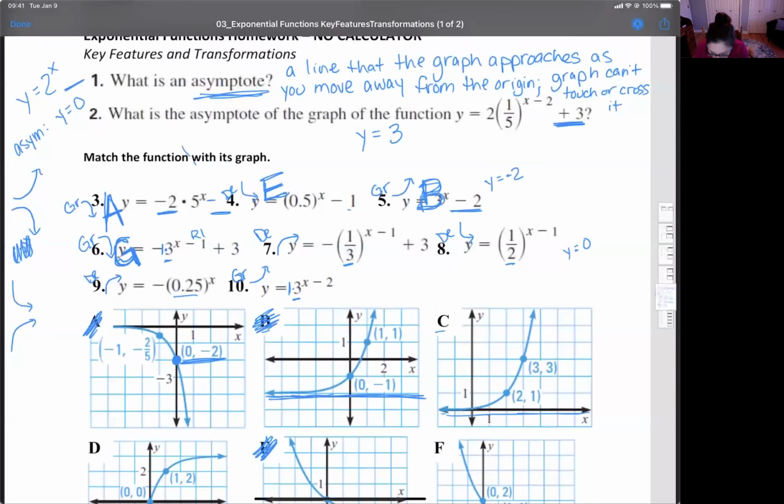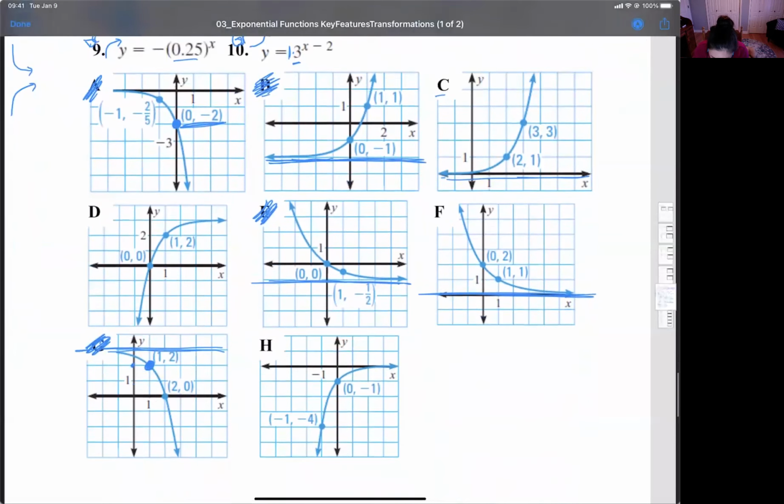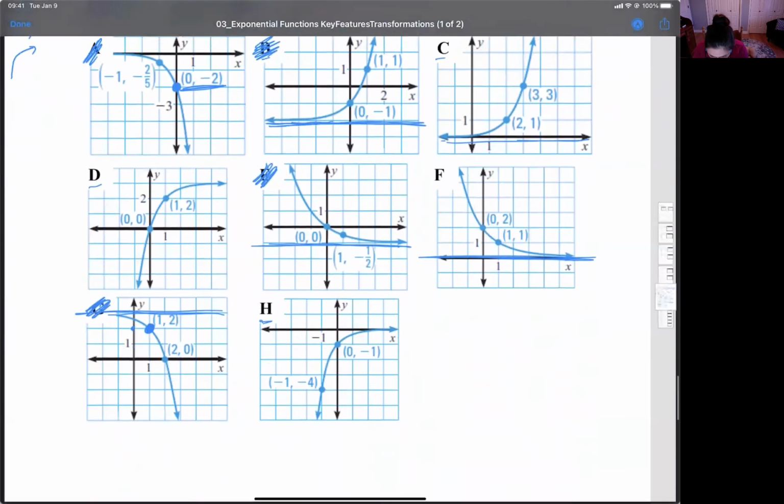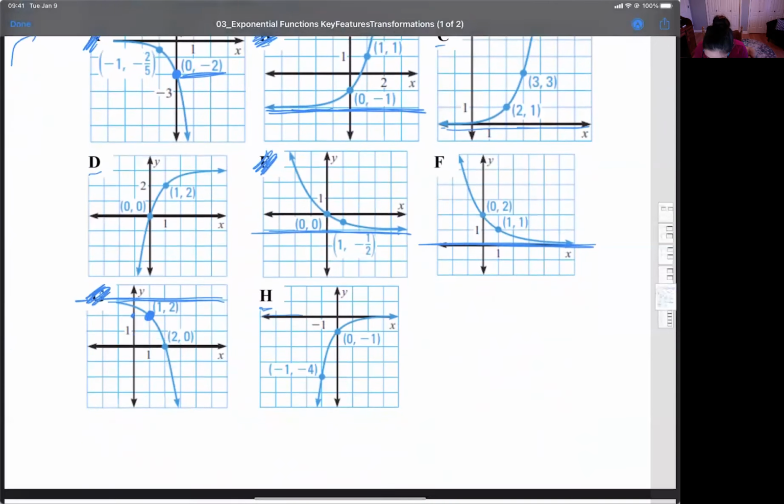And now let's move on to 7. So for 7, I've got decay, and it's going to be flipped. Decay and flipped. So that could be D or H. Let's take a look at our asymptote here. We're adding 3 at the end here, so I expect an asymptote at 3. H has an asymptote at 0, but D has an asymptote at 3.